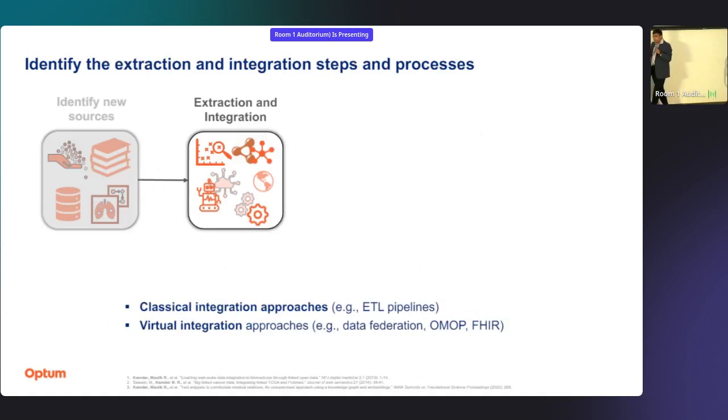And I'm talking about the knowledge graph ecosystem. A lot of investment also needs to be made around the extraction and integration steps and processes for integrating and extracting knowledge from all these different sources and storing it into the graph. This can be either classical integration approaches like ETL pipelines, virtual integration approaches like data federation. OMOP and FHIR are widely used standards as well in healthcare and life sciences.